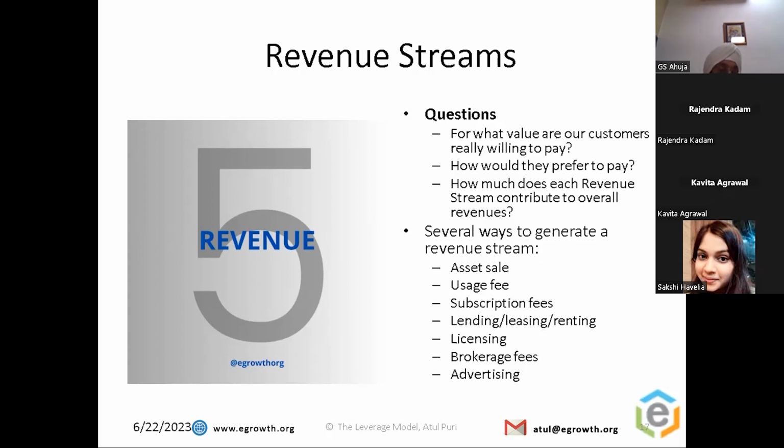Several ways to generate revenue are asset sale. So if I'm creating a business, especially when we look at the startups, this is the model on which they are working. They create enough value in the startup, and then that company gets sold. Flipkart got sold to Walmart. So that was an asset sale. All right. Usage fee. So when we look at the highways today, every time you come to a toll plaza and you are paying, that is the usage fee for using the road. Subscription fees. So we're on Netflix. We pay the subscription fees to keep on viewing that content online.